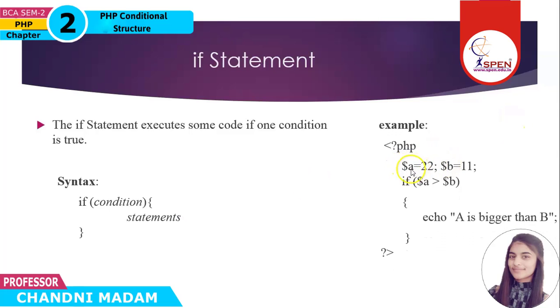Here we have to declare two variables, A and B. A is declared as 22 and B is declared as 11. Now the if statement has one condition: if A greater than B. If A is greater than B, then this condition is true. Here in our case A is bigger than B, so this condition is true. So the output is A is bigger than B. So you can see the output is A is bigger than B.